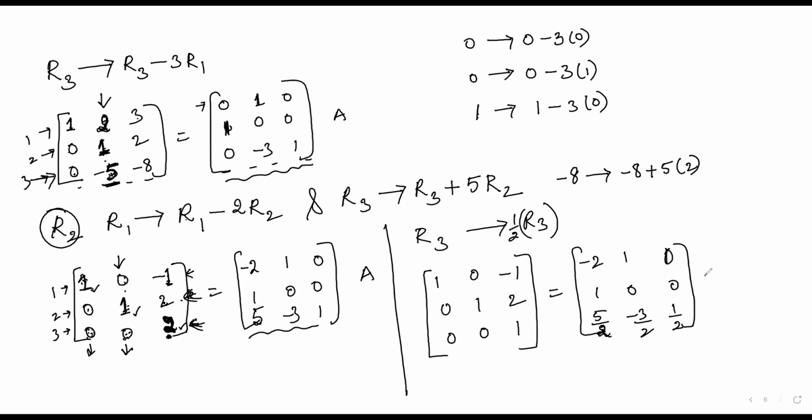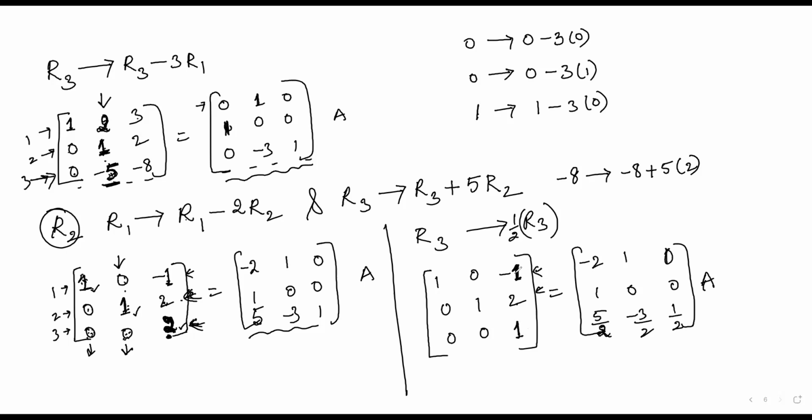This A is A. Hope you understood. The next step is you have to make this thing 0 and this thing 0. Yes or no? This thing 0, this thing 0. Yes, sir. How to make this thing 0? With the help of R3 only. That's the reason we make this one.